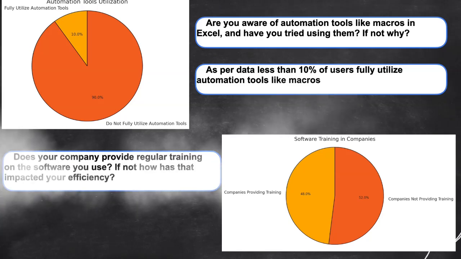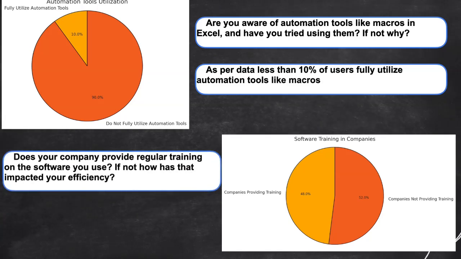Now let's talk about training, or rather the lack of it. A study by BetterCloud shows that 52% of companies offer no software training to their employees. This means key features and functionalities remain unexplored, leading to inefficiencies in everyday workflow. On the flip side, companies that do invest in proper software training report a productivity boost of up to 40%. And that's the difference training can make.